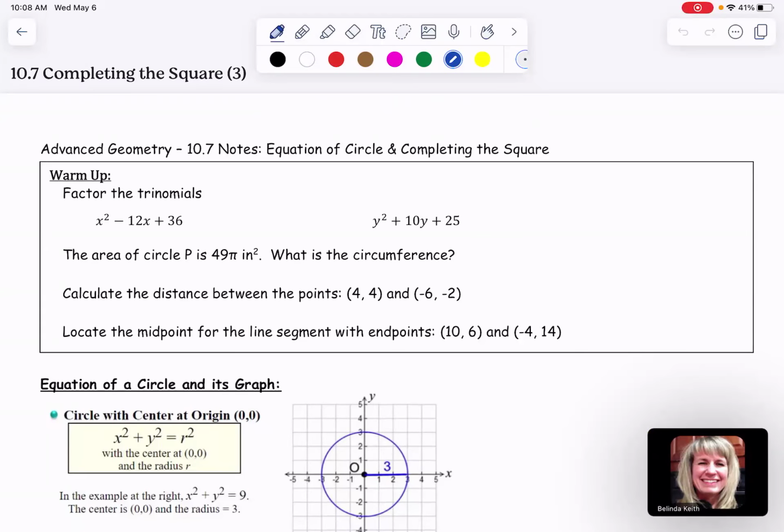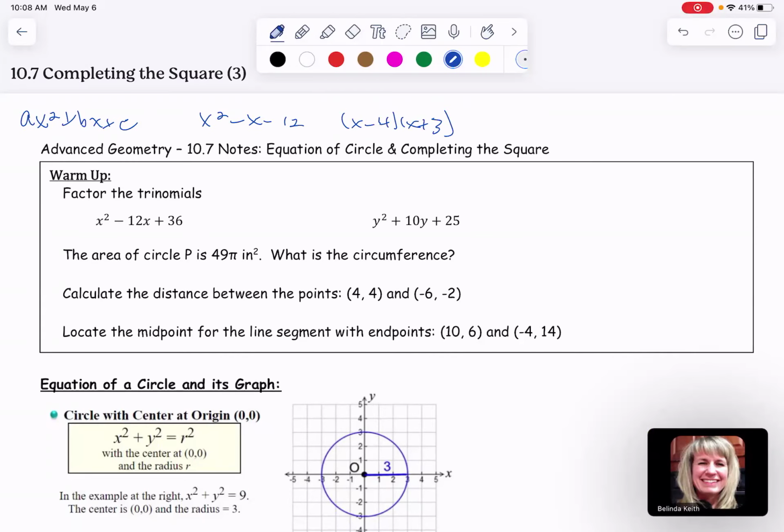I'm going to do notes today over equations of a circle and completing the square. We're going to remind ourselves how to factor first. If you have a quadratic in the form ax squared plus bx plus c, for example, x squared minus x minus 12, that factors to be x minus 4 times x plus 3. Y'all have been doing that for a while now.